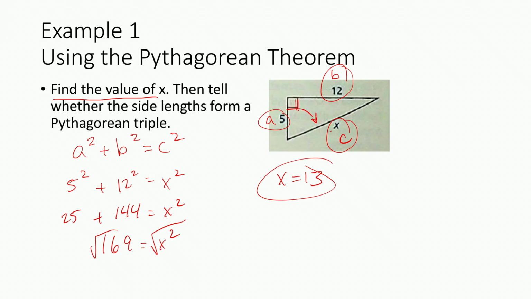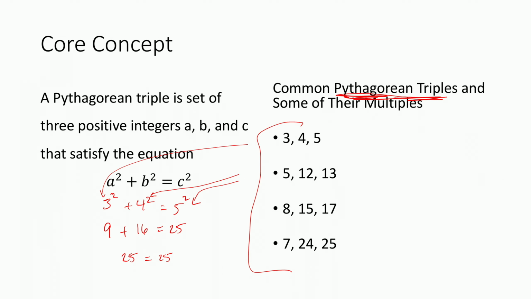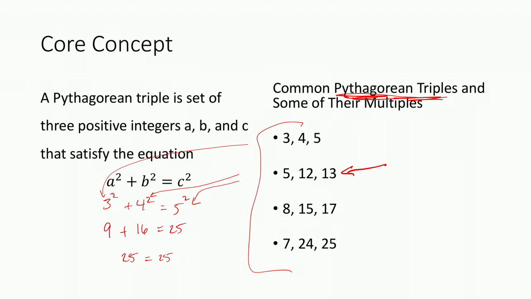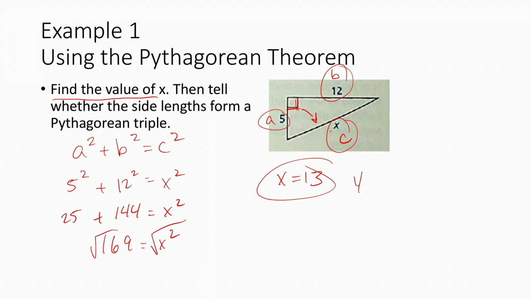All right, so that's the first part of the problem. Then we want to tell whether the side lengths form a Pythagorean triple. So we have 5, 12, and 13. If you look back at our notes, that's going to be one of our Pythagorean triples, right? That's this one right here. Right, so it is a, sorry, didn't mean to change slides on you. That is a Pythagorean triple. It's one of our basic ones. So it's going to be yes. 5, 12, and 13.